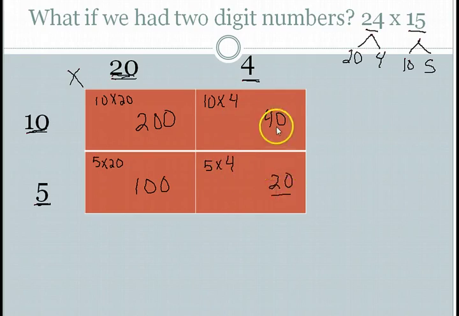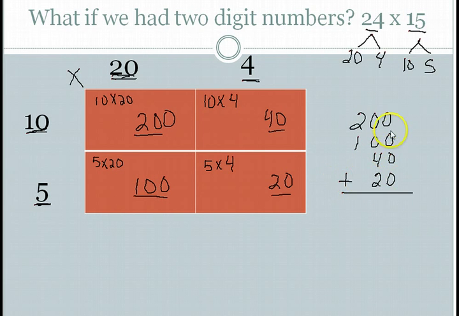Now I have 4 numbers because I had 4 boxes. So I'm going to take these 4 numbers and do what with them? Add them together. Very good. So I have 200, and then I have 100, and then I have 40, and I have 20. We just add these up. 0 plus 0 plus 0 plus 0, 0. 0 plus 0 plus 4 plus 2, 6. And 200 plus 100 is 300. So my final answer is 360. See how easy that is when you use the box method? All right, you are going to continue on.